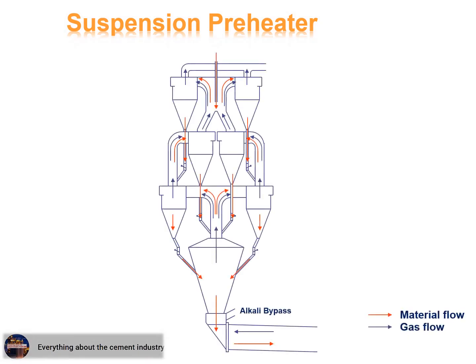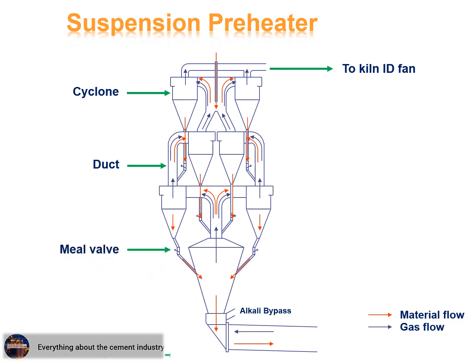This figure shows the path of the material and gases inside the preheater. It also shows the components of the preheater: to kiln, ID fan, cyclone, duct, meal valve, riser. Stage 1, stage 4.